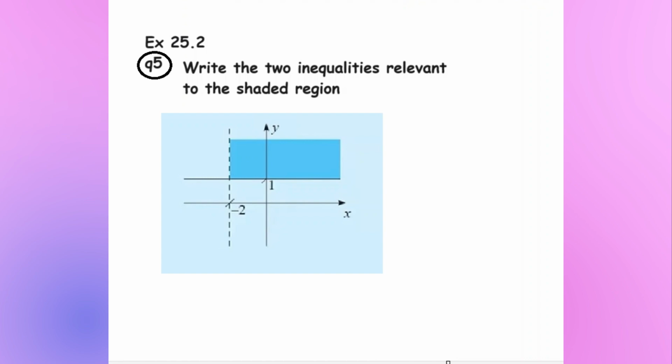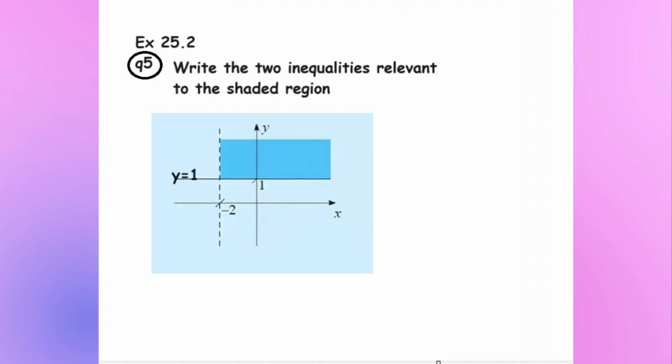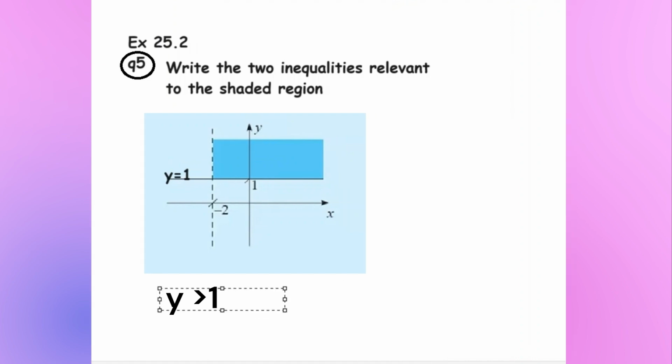Question number 5. Write the two inequalities relevant to the shaded region. So here there are two inequalities shown. When you look at this line, this is called y equals 1. The shading region comes more than 1. The inequality can be written y is more than 1. So what values can y be? y is 1. This straight line is not a dotted line, so 1 is also included.